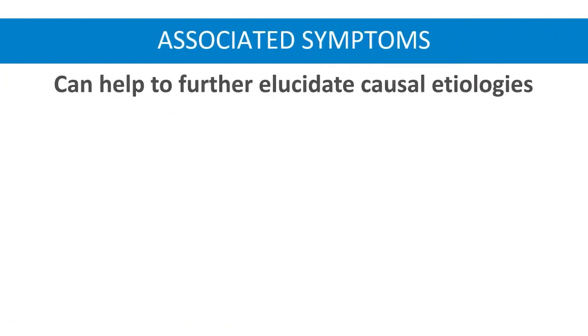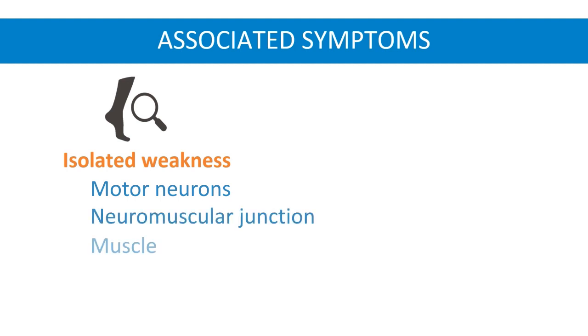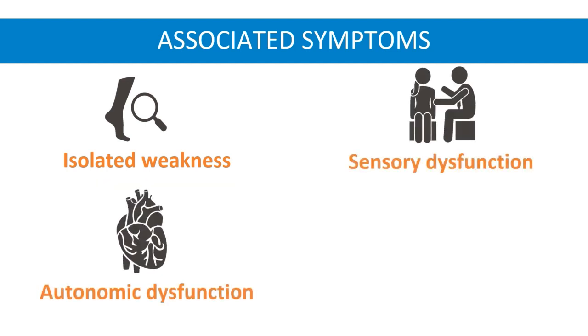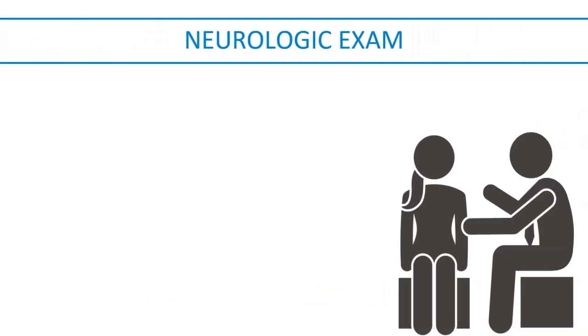Associated symptoms can help to further elucidate causal etiologies. Isolated weakness suggests a problem involving motor neurons, neuromuscular junction, or muscle, while disorders affecting other parts of the neuroaxis may have symptoms of sensory, autonomic, brainstem, or cortical dysfunction. A general medical and neurological exam should be performed.